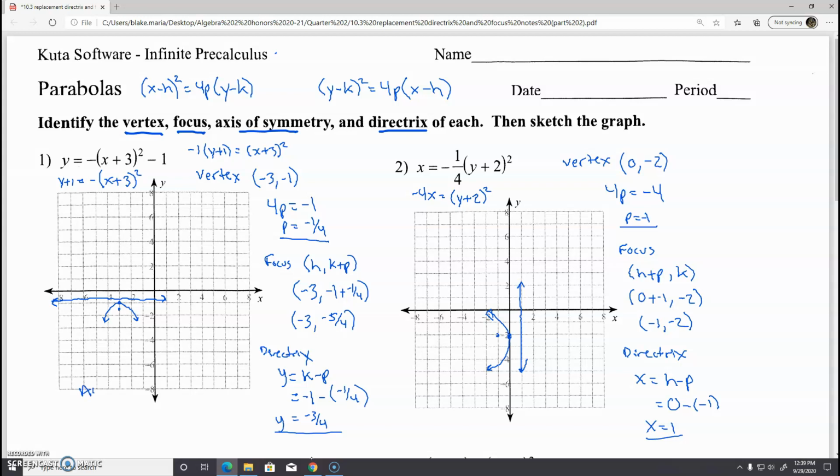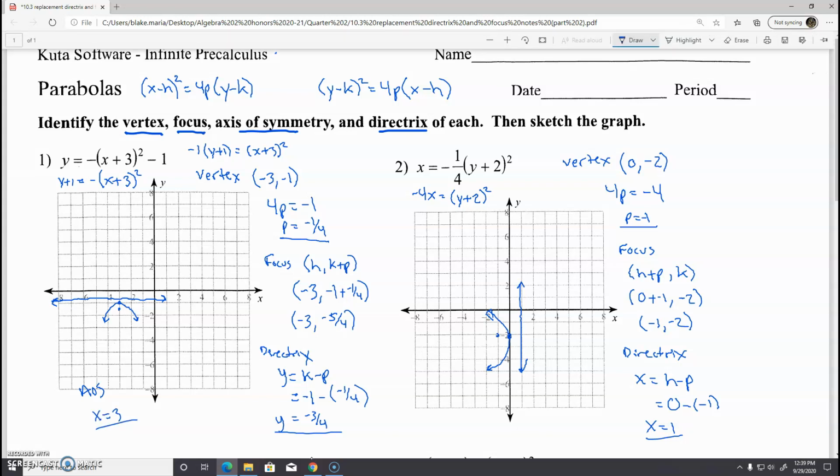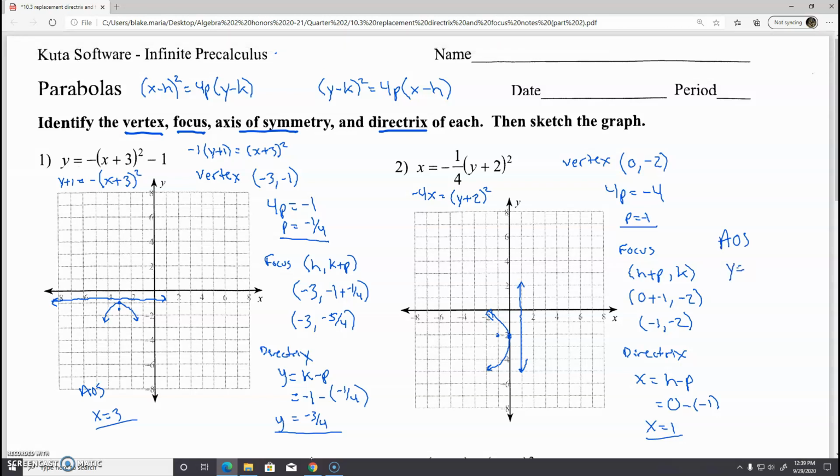Axis of symmetry. Axis of symmetry goes through your vertex, so it's the line of symmetry to your graph. So in this case, it's going to be the line x equals 3, and you can get that just by looking at your graph. Here, it's going to be the line y equals, so axis of symmetry is the line y equals -2. So just whatever chops your graph in half.